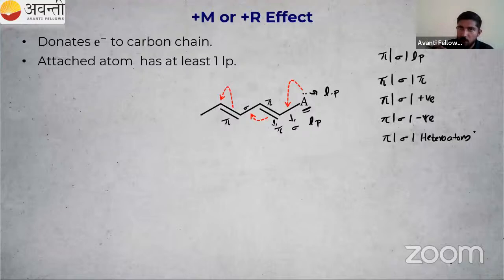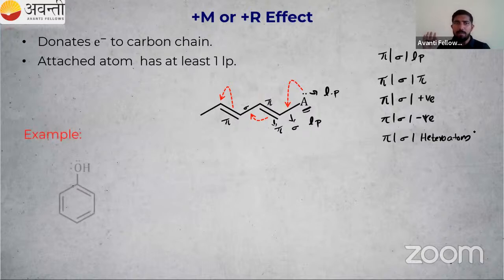So if you get a molecule, you have to check whether there is pi, sigma and lone pair close to each other, then there is a chance for resonance. Then you have to check the direction of resonance, in which direction the electron movement, the displacement of electrons, is taking place. So plus M effect, right? With plus M, I'm getting a positive impact.